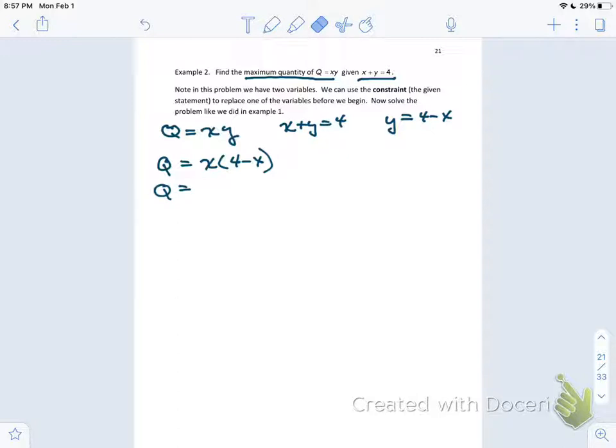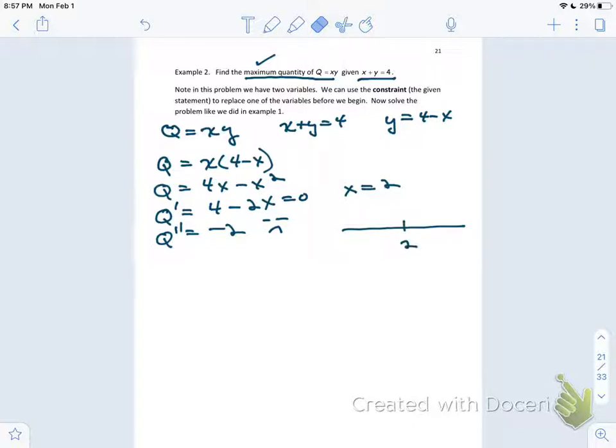So q is going to be 4x minus x squared. So q prime is going to be 4 minus 2x. And q prime prime is going to be negative 2, which is negative, so that's going to give me a max, which is what I want. So that's good. Now I want to take my first derivative, set it equal to 0, and I'm getting x equals 2.